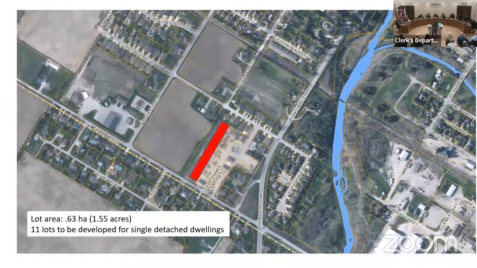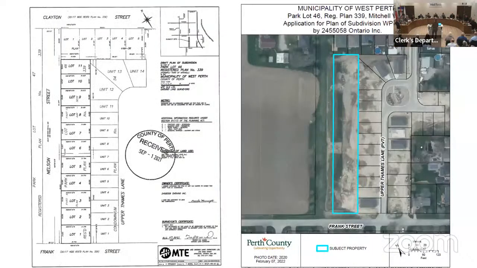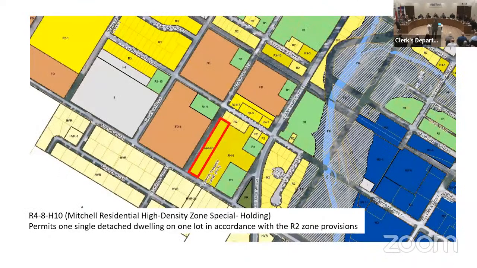It's 1.55 acres. And again, it fronts the unopened Nelson Street and Frank Street at the south end of Mitchell. This is a picture of the property standing on Frank Street and looking north. And this is an aerial photo on the right and the lot fabric on the left of the proposed 11 lots. And here is that property outlined in red, the subject lands.